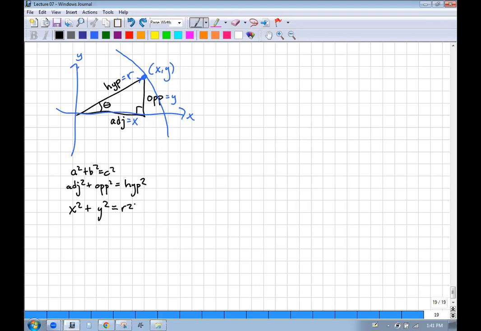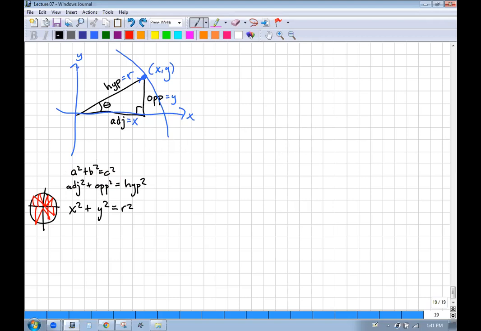Well, guess what? A circle is also just a collection of right triangles. It's all the possible right triangles that all have the same radius r, right? Every single one of these right triangles has the same radius. So you can think of that as the connection between the Pythagorean theorem and the equation for a circle, okay?